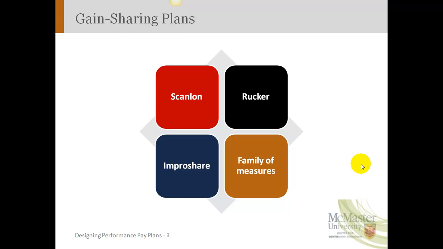Now, if we look at gain sharing plans, we've got four main types that are described in your textbook: the Scanlon plan and the Rucker plan, as well as ImproShare and the family of measures plan.